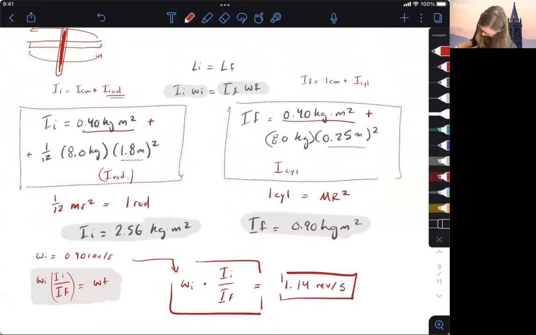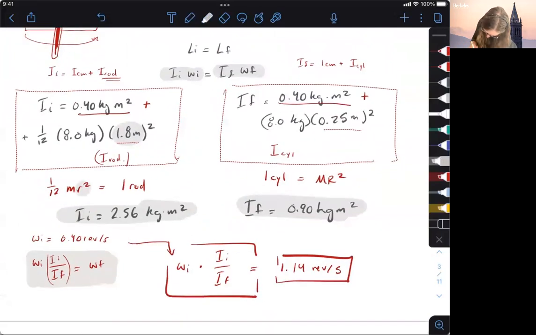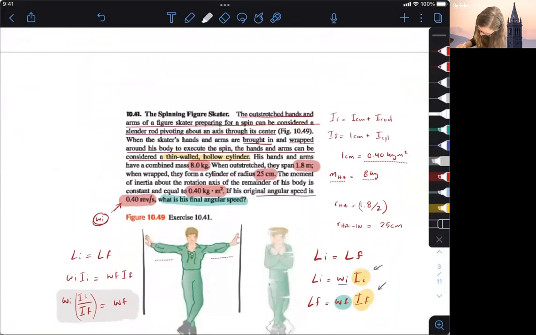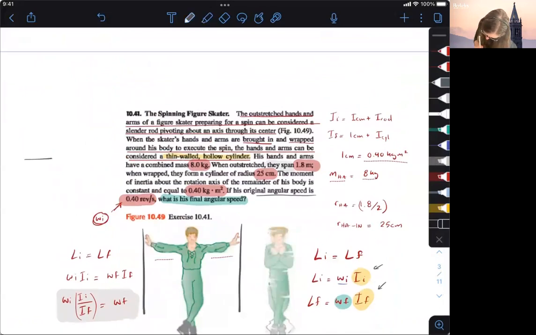Somebody fact check me on this one. Okay, mr squared for the rod. Is it mr or is it L? Because from this problem statement, if they say they span, that would be like the diameter, right? If they span, that would be like, this is one hand, right? And then this is the other hand, right? So this would be 1.8 meters.